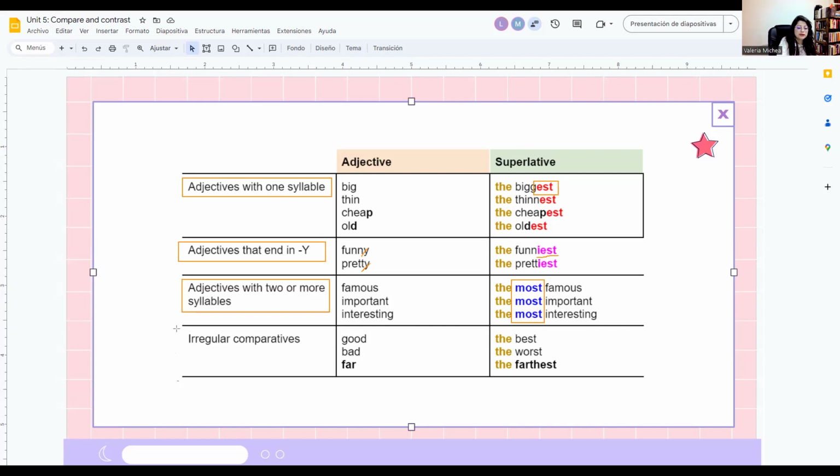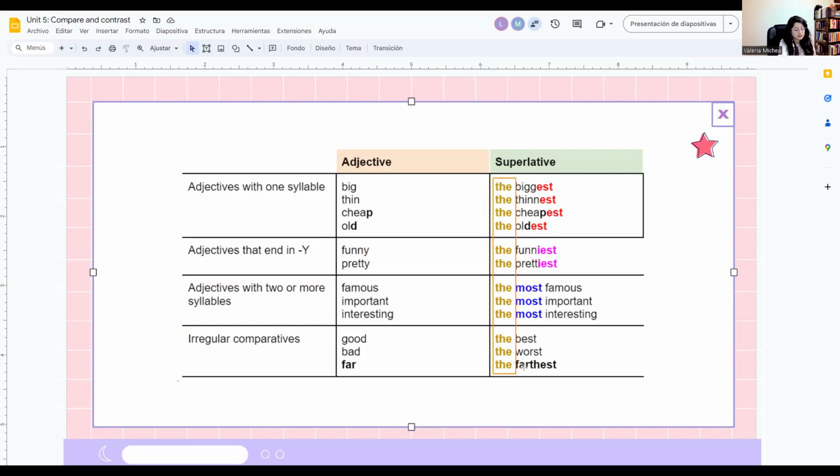And finally, we have irregular comparatives, which follow the same rule. So good, bad, and far. Good becomes the best, bad becomes the worst, and far becomes the farthest. It happens the same with an A or a U, the furthest. That's it. What's mandatory in the superlative sentences is using the.